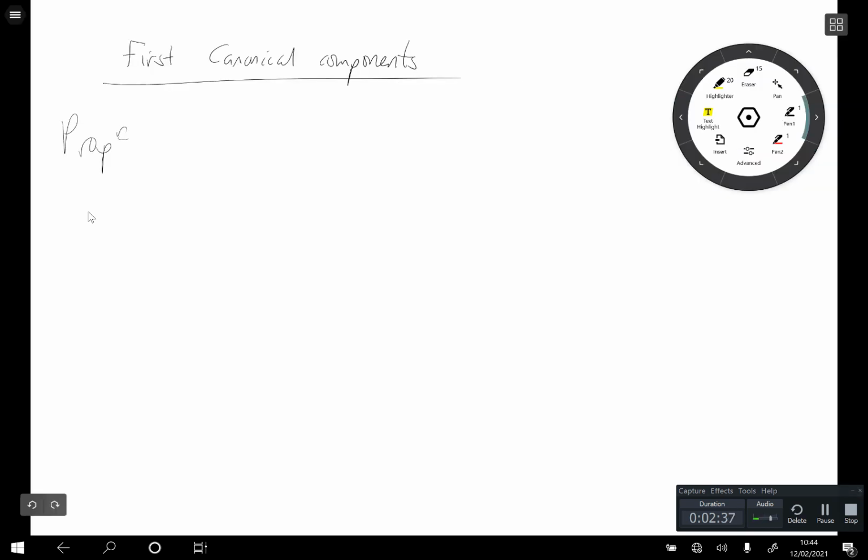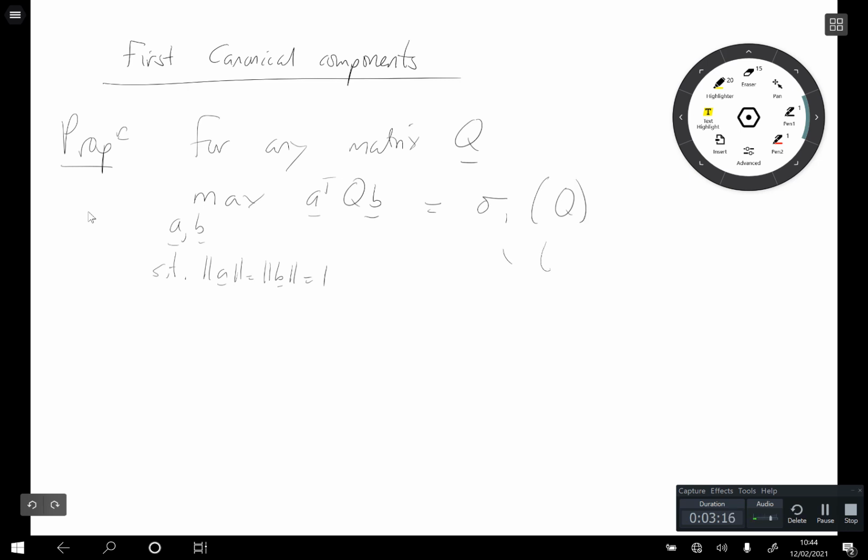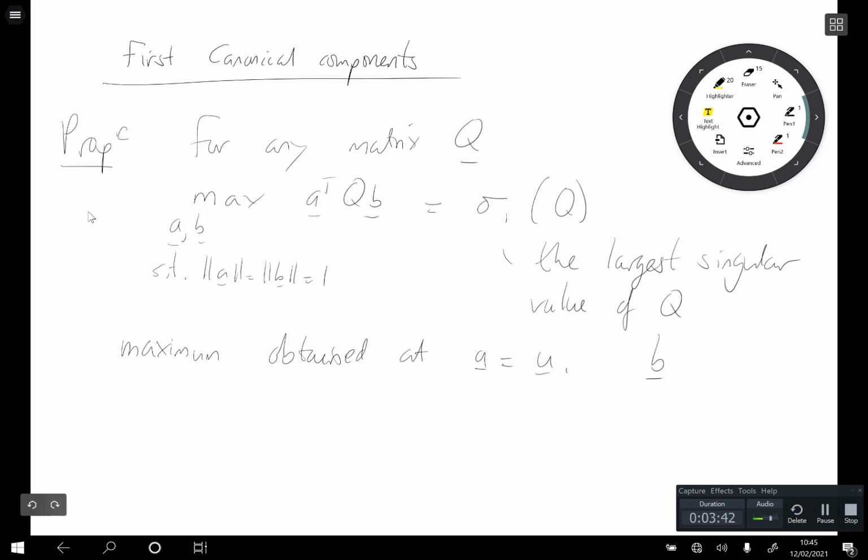So the first thing we need to do is to prove the proposition from the notes. For any matrix Q, the A and the B that maximize A transposed QB, subject to the length of A and the length of B equaling 1, give a maximum that is the first singular value of Q. So this is the largest singular value of Q, and the maximum is obtained at A equal to the first left singular vector and B equal to the first right singular vector of Q.